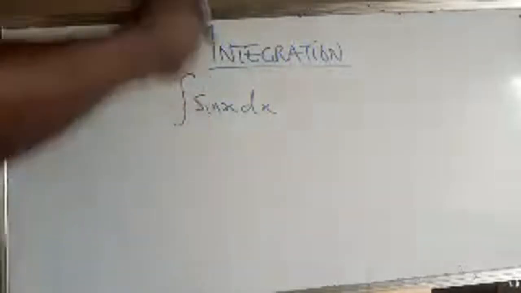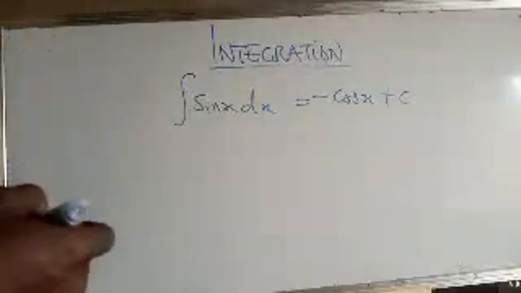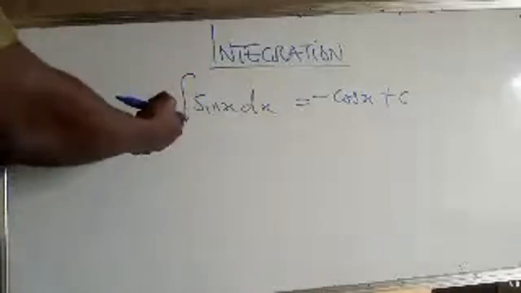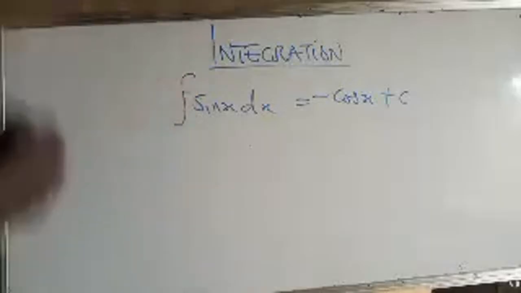Anytime you integrate sine x dx, you are going to get minus cos x plus c. This c is an arbitrary constant that must be added each time you integrate functions that are not definite. This integral is not definite because it doesn't have limits, down and up. There are no limits. The lower limit is not there. The upper limit is not there.